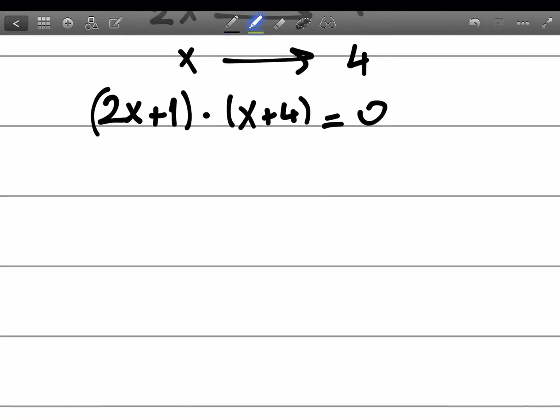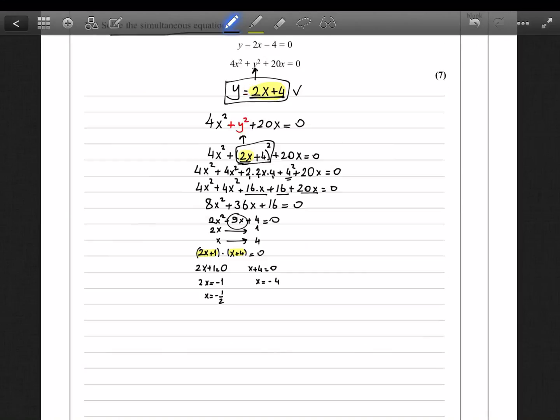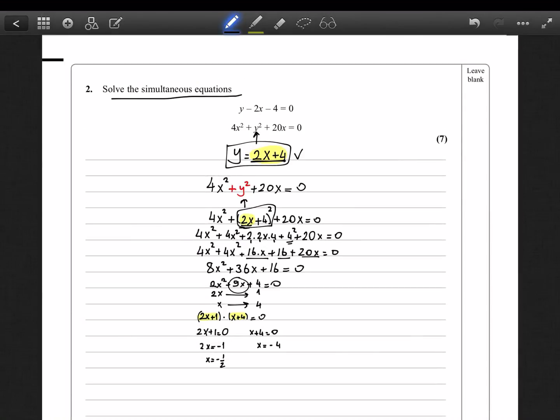That means these two terms can be 0. 2x plus 1 is equal to 0. 2x will be minus 1. x will be minus 1 over 2. And x plus 4 equal to 0. x is minus 4. What should we do? We will put these values into the equation to check it.